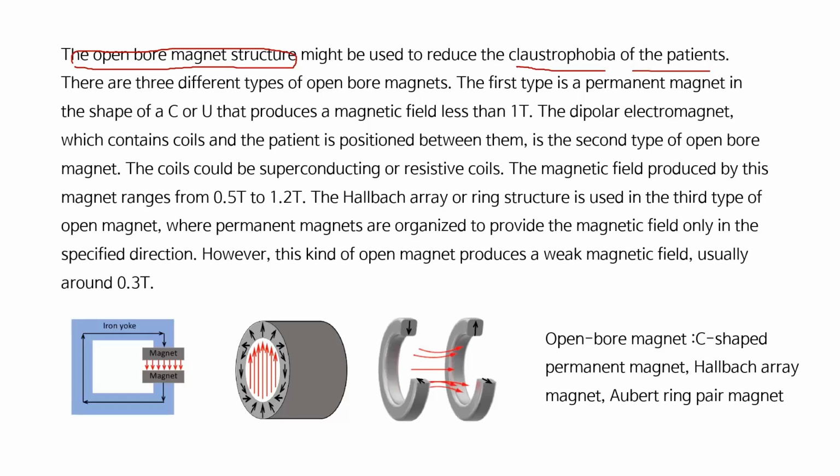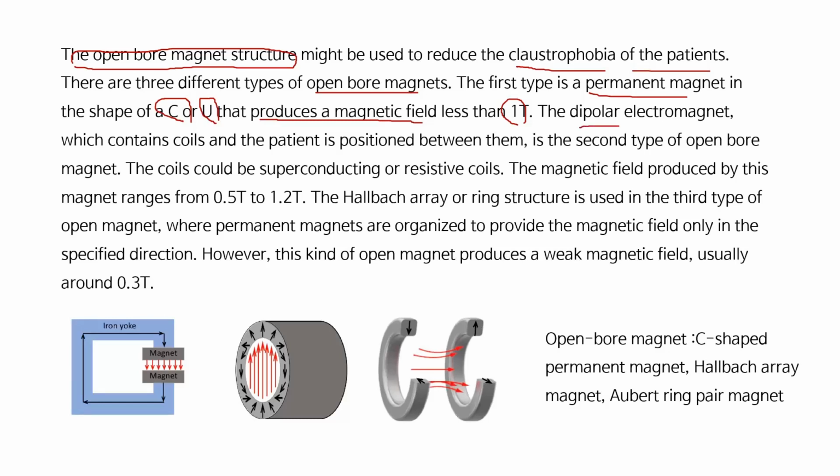There are three different types of open bore magnets. The first type is a permanent magnet in the shape of a C or U that produces a magnetic field of less than about 1 Tesla.